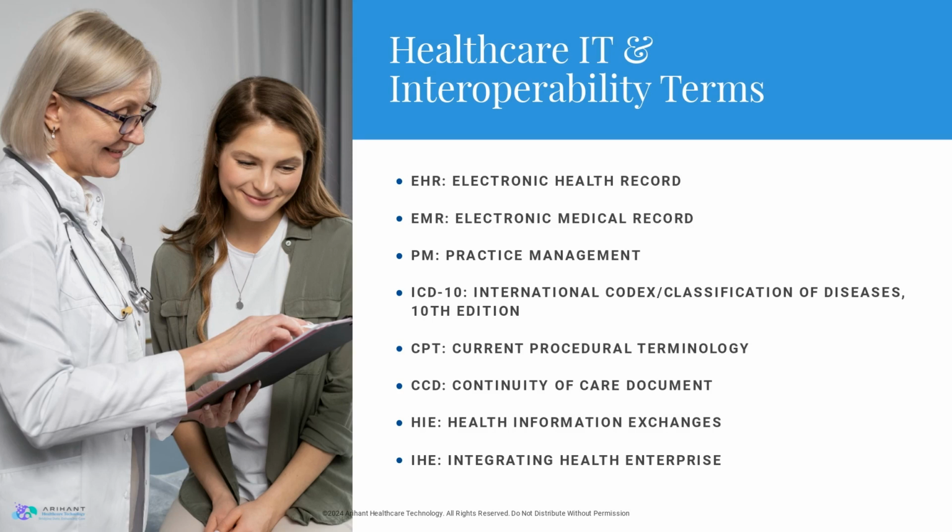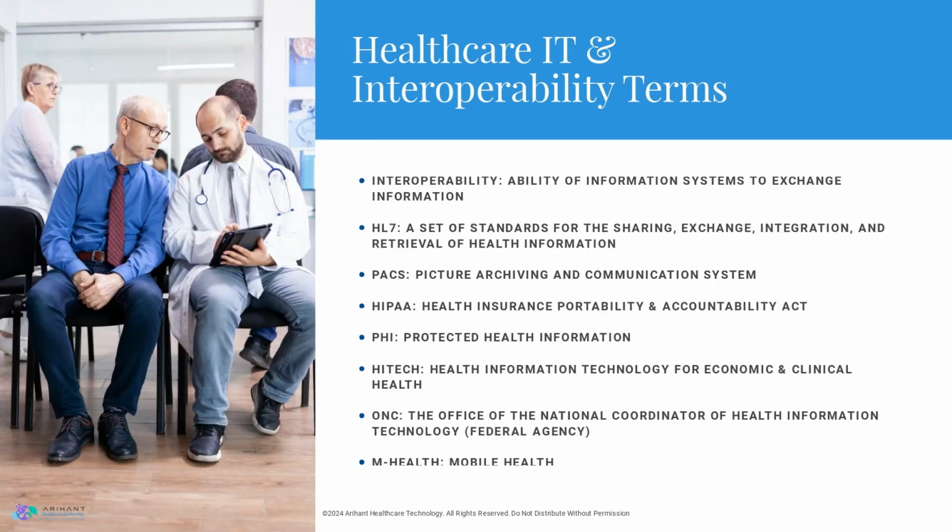The next one is health information exchange, integrated health enterprises. Interoperability we will deep dive into much more detail in the further slides, but it is basically the ability of information systems to exchange the information between multiple systems. HL7 or health level 7 is a set of standards for sharing, exchanging, integrating, and retrieval of health information between multiple healthcare systems. And that's what we are doing in this video series. We are studying HL7 in much more detail.